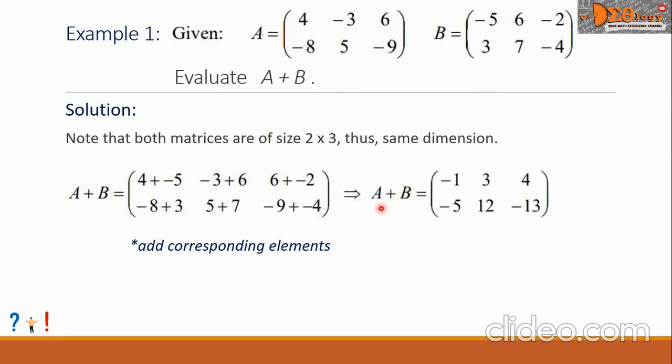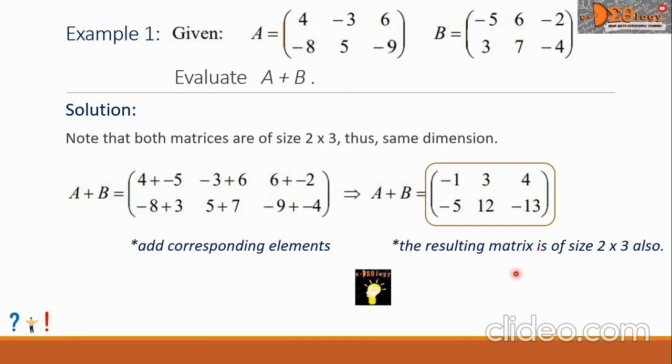When we simplify, we now have the elements -1, 3, 4, -5, 12, -13, respectively. We see here that the resulting matrix is of size 2 by 3 also. This is the final answer.